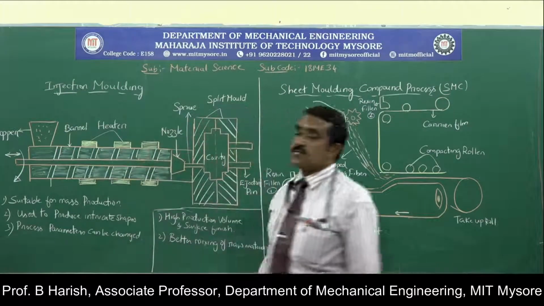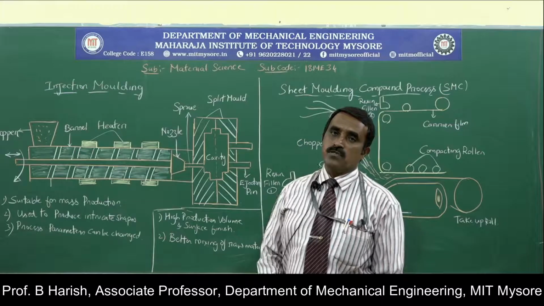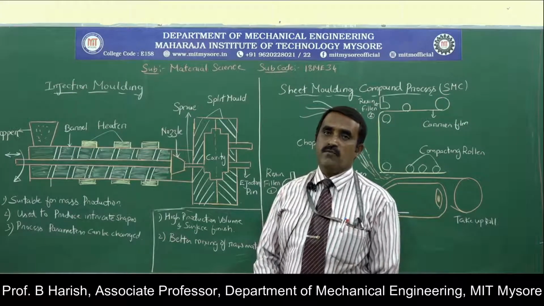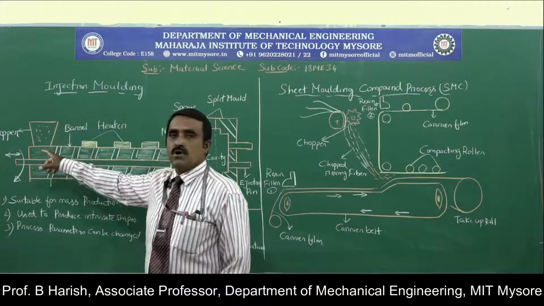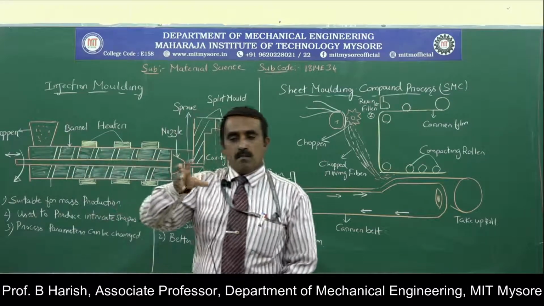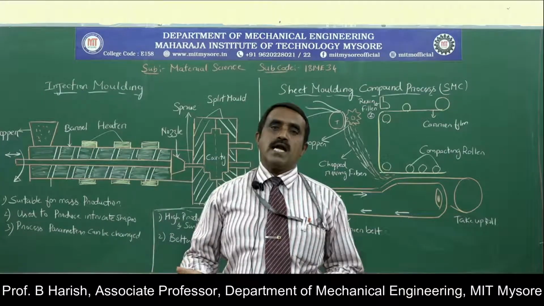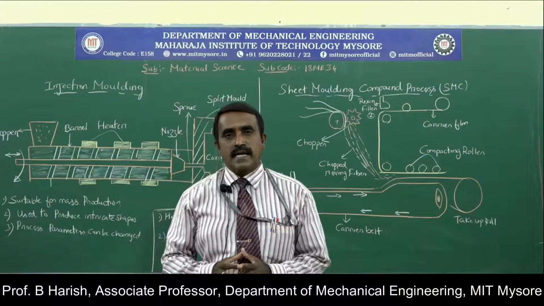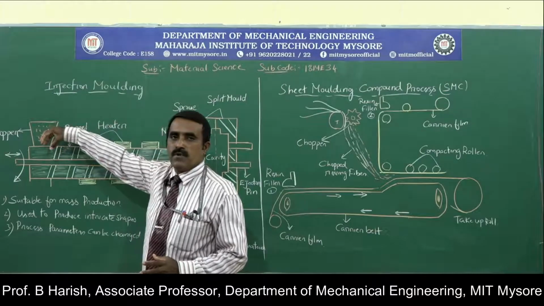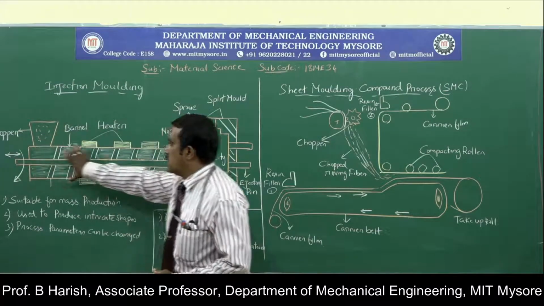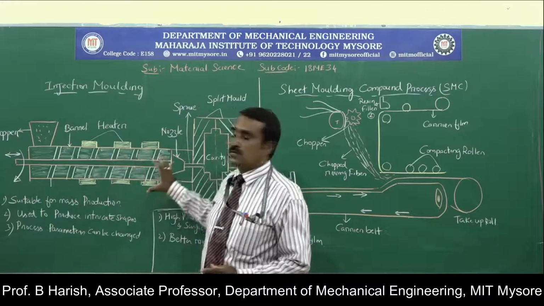So these are the individual parts of the injection molding. Now, how is material produced by this particular method of producing the composite material? Initially you have got a hopper. Inside the hopper, both the matrix and reinforcement will be mixed together. Before starting the process, both the matrix and reinforcement will be mixed in the required proportion. That will be fed into the hopper, and through the hopper it enters inside the barrel.